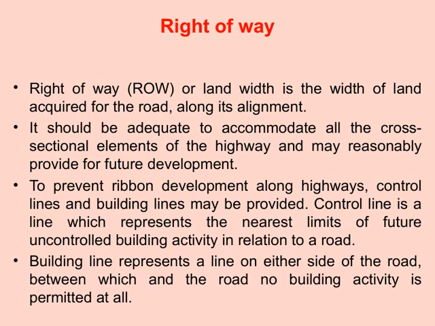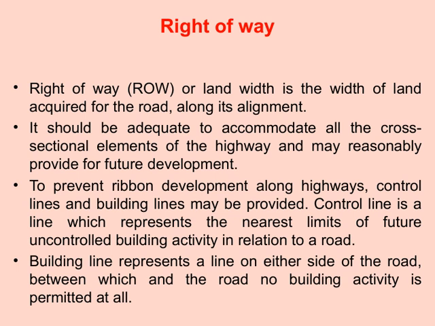Let's talk about the right-of-way, or row, which is essentially the width of land we acquire for the road along its alignment. It's important that this width is sufficient to accommodate all the cross-sectional elements of the highway, like lanes, shoulders, and drainage, and also leave some room for future development.